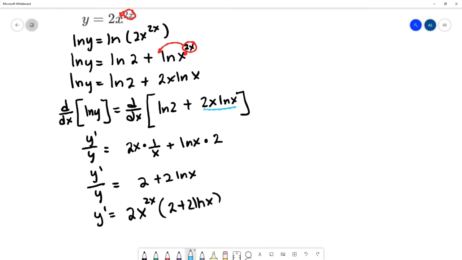And we can go one step further. In this parentheses, we have a common factor of 2. If we factor that out, we can multiply it by the 2 that's outside the parentheses to become 4. And then inside, we're left with 1 plus natural log x. So we've got the derivative of y equals 2x to the 2x to be 4x to the 2x times 1 plus natural log x.